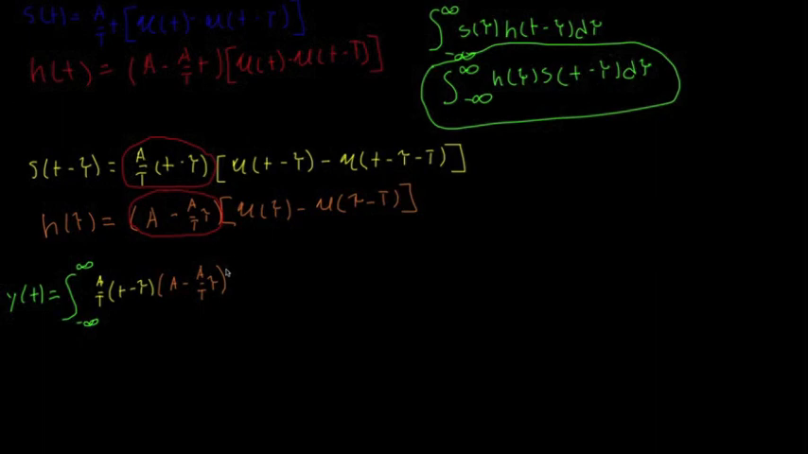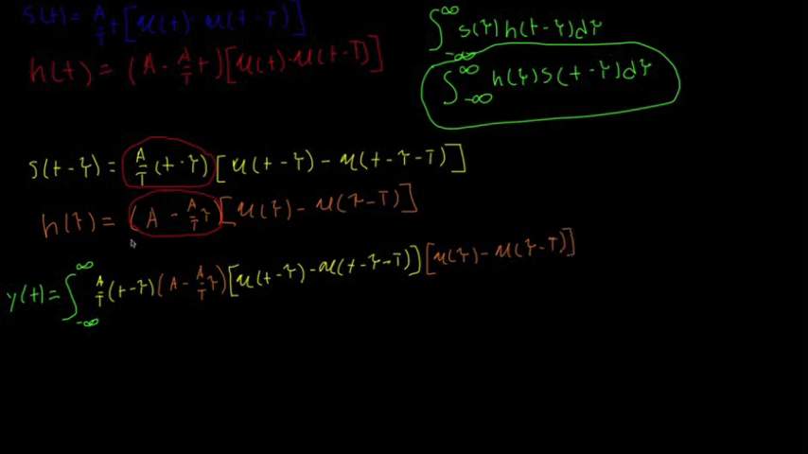And let's shift back to yellow, and we'll put the s of t unit steps, and we'll have this u of t minus tau minus u of t minus tau minus capital T, closing the bracket, and then shifting back, we will have this h of tau unit step portion of the equation, which is just u of tau minus u of tau minus capital T. And to close out the integral, we'll have d tau.